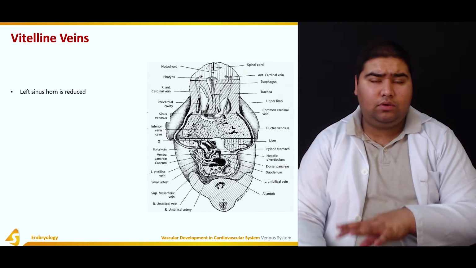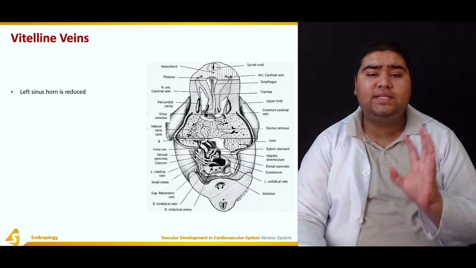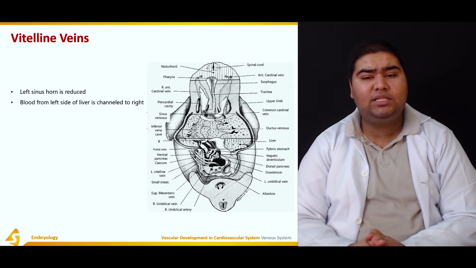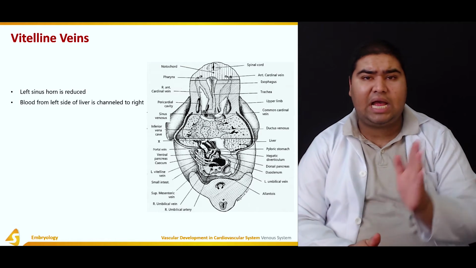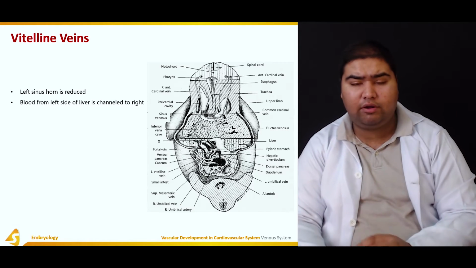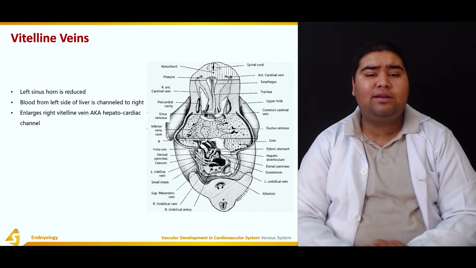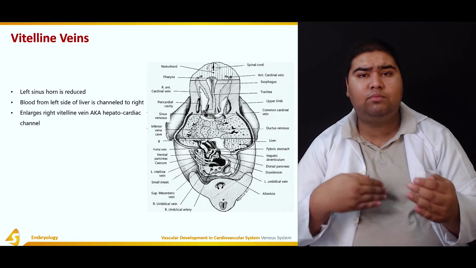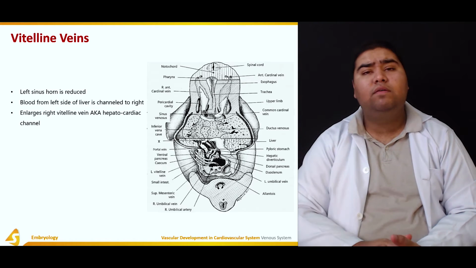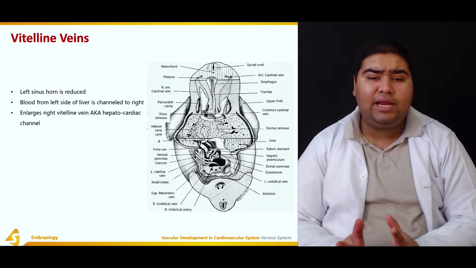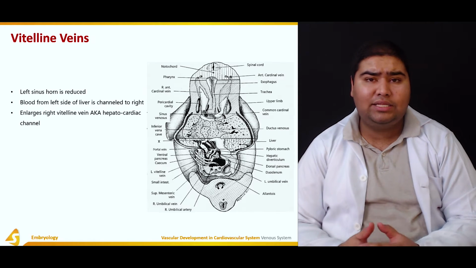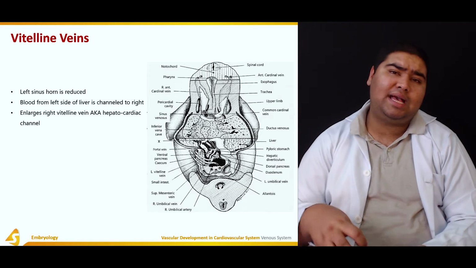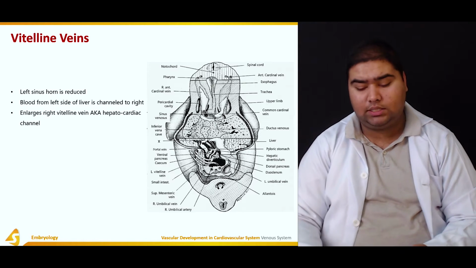The left sinus horn, the left horn of the sinus venosus, is now reduced. The blood from the left side of the liver is channeled to the right. So there's channeling of blood from the left side to the right side. This enlarges the right vitelline vein. Since there's channeling of blood, more blood would be flowing through the right vitelline vein. So the right vitelline vein now enlarges. It is known as the hepatocardiac channel because it carries blood from the liver to the heart.